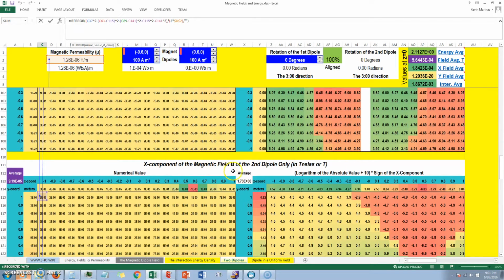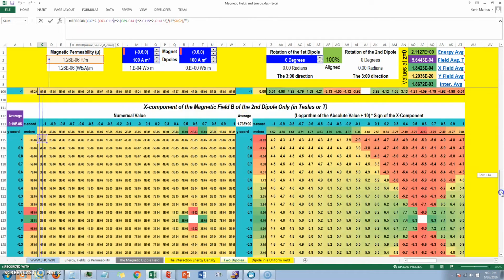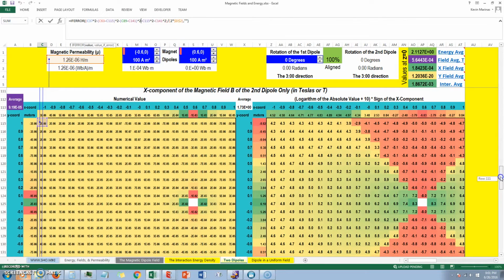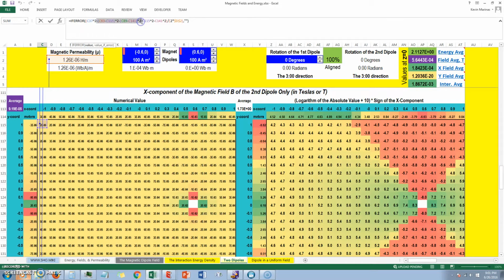X component of the magnetic field B, but this is only for the second dipole, okay? Which I have set at a fixed value of 0 degrees, okay? The 3 o'clock direction. And so that's the x values, and the y values are the same way over here. Squaring those. Then subtracting also the x and y values for the second dipole. So for the first dipole, x and y's, and the second dipole, x and y's.